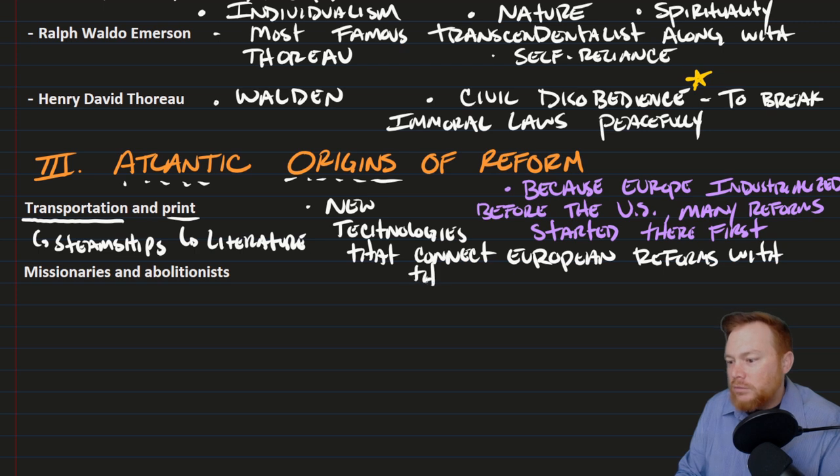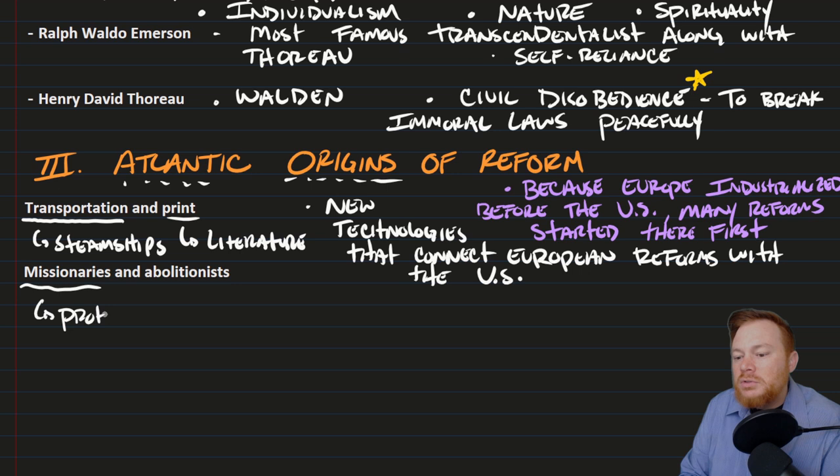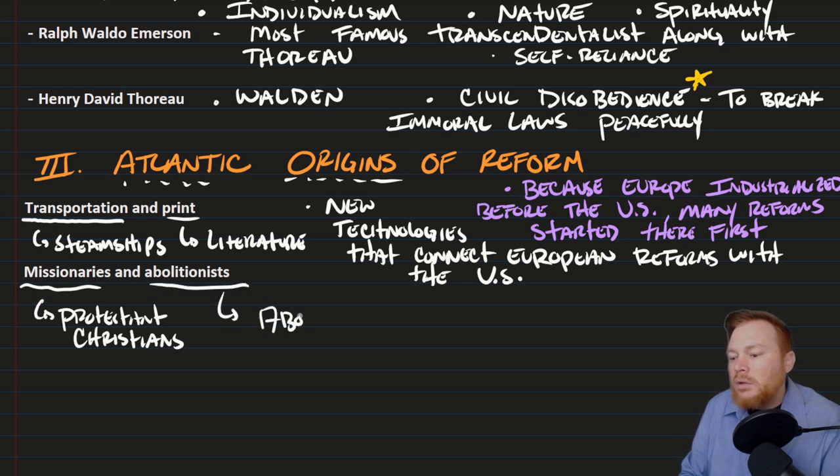with the United States. And a good example of this, or some of the reform movements that are mentioned, are Christian missionaries, right, Protestant Christian mostly, and those that were working in the abolitionist movement. The abolitionist movement is to abolish slavery.